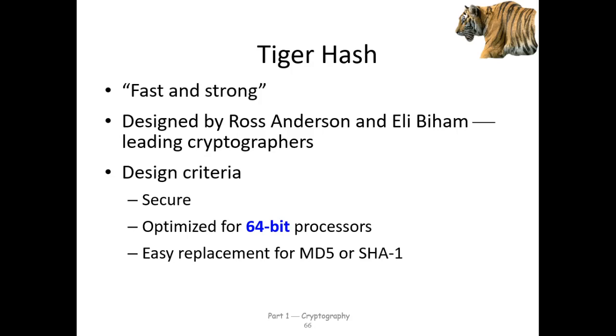So what are the design criteria? The first point for Tiger Hash is that it is secure, because it goes through many rounds of hashing between input and output. The second point is that it is optimized for 64-bit processors. The third point is that it is an easy replacement for MD5 or SHA1. This is Tiger Hash.